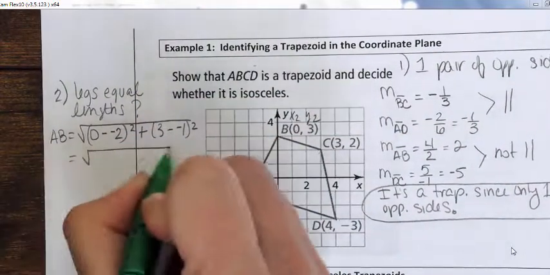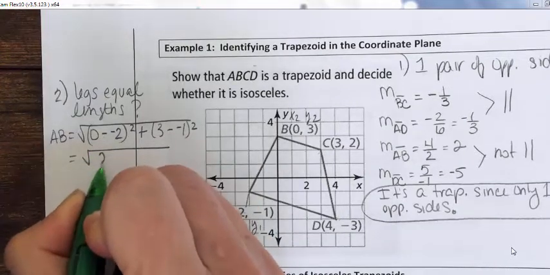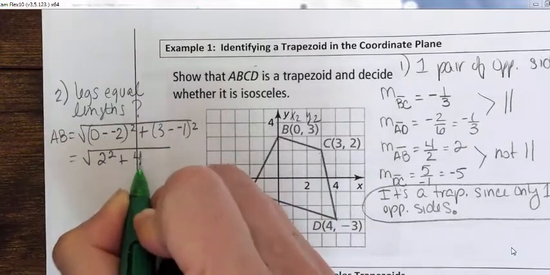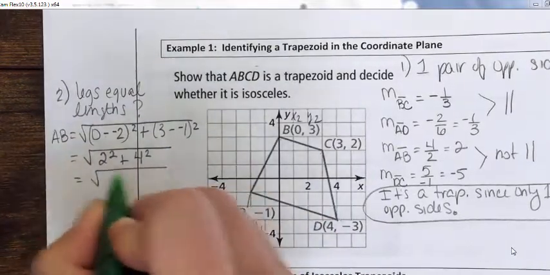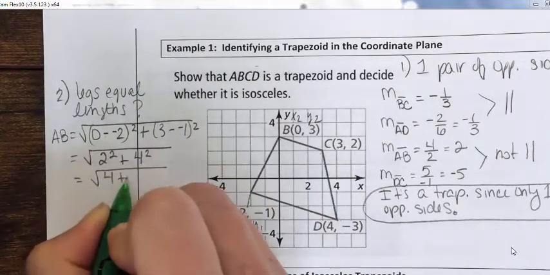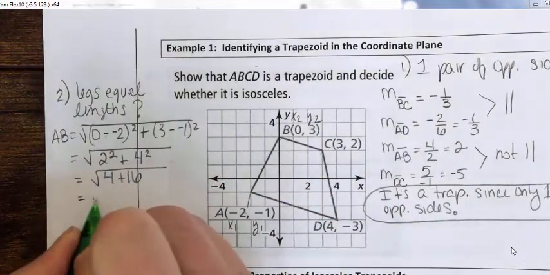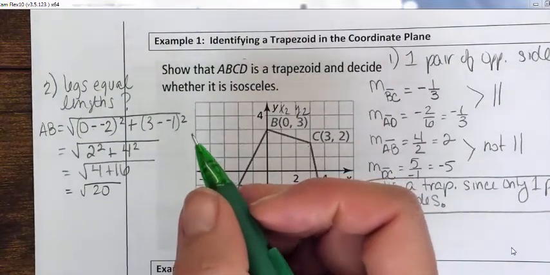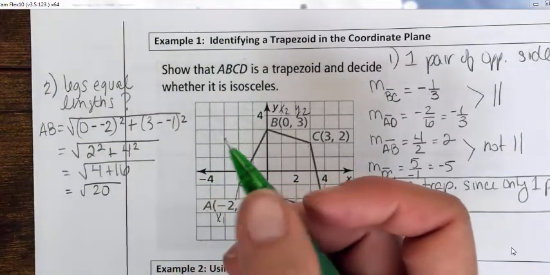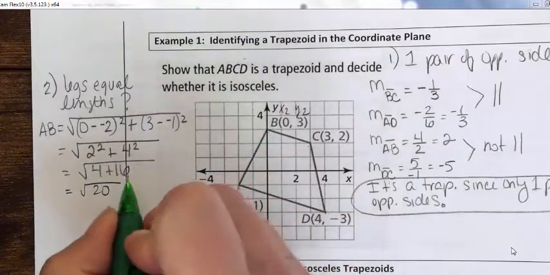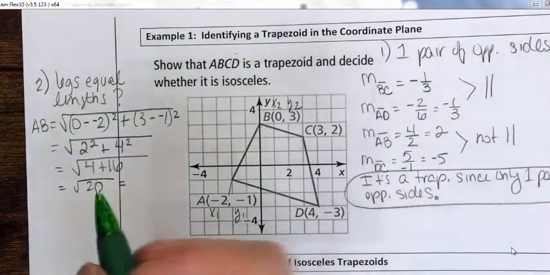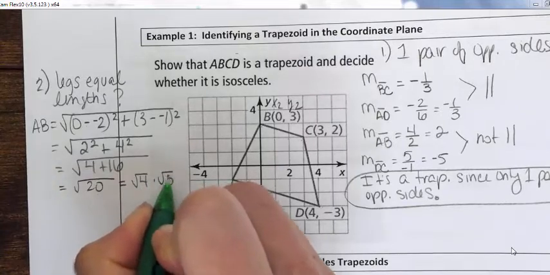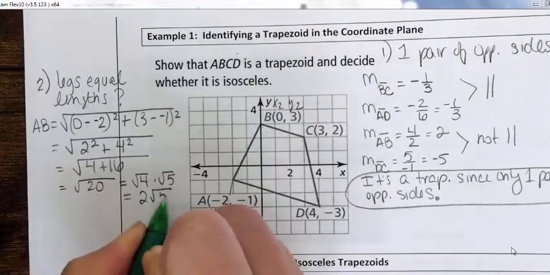All right, let's see what we get here. Minus a negative is really a positive, so that's 2 squared, plus, and then same thing here, that's going to be 4 squared. 4 plus 16, or the square root of 20. Now the square root of 20 actually breaks down. That's really the square root of 4 times the square root of 5. So I'm getting 2 root 5.